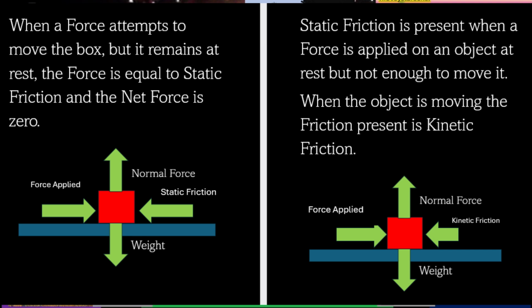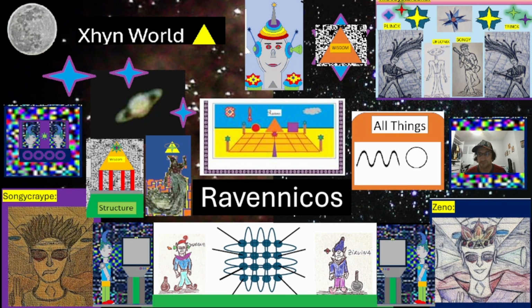When a force attempts to move the box, but it remains at rest, the force is equal to static friction. The net force is zero. So static friction is the force present when the object is not moving, but a force is being exerted. If no force is being exerted on the object trying to move it, then static friction is zero.